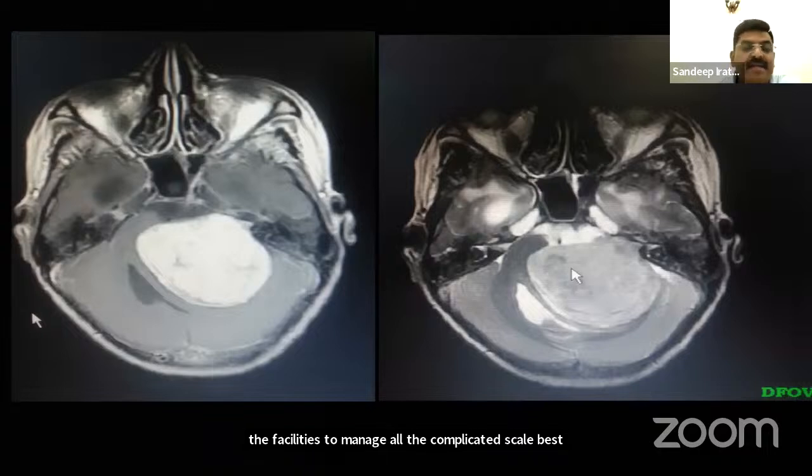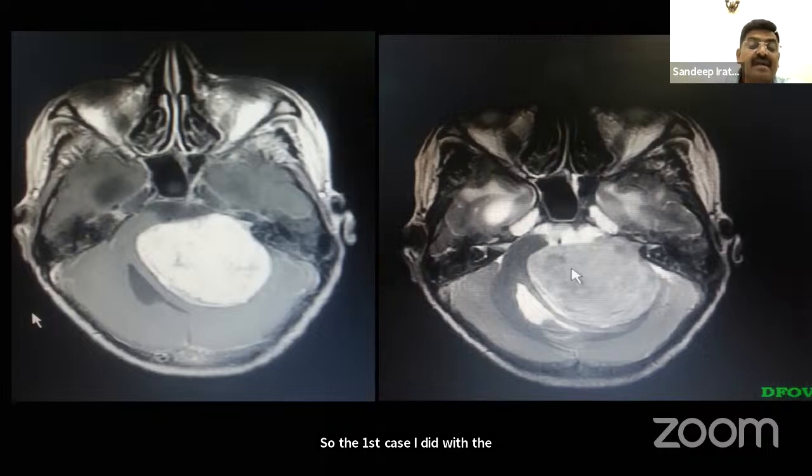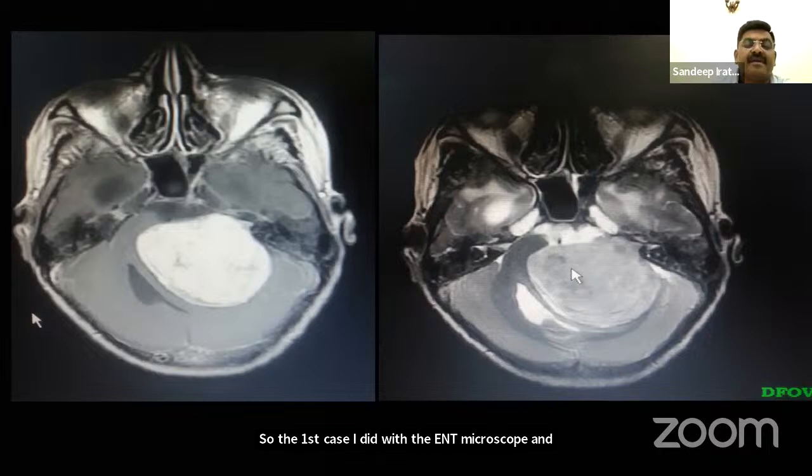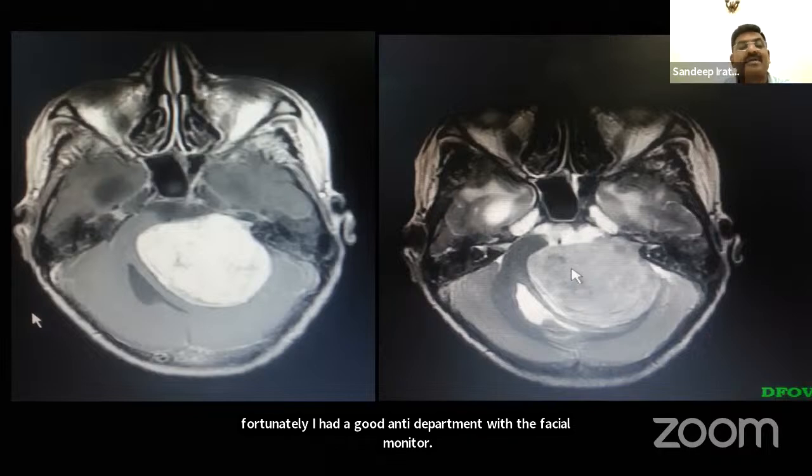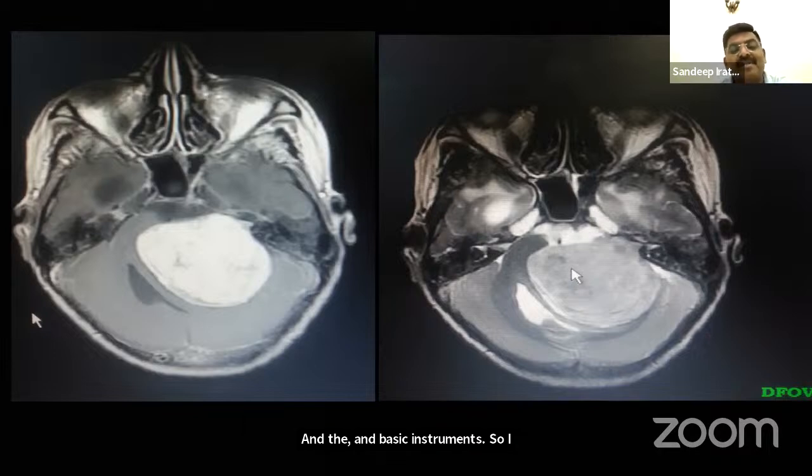But when I landed up in Wardha, at Datta Meghe Institute of Medical Sciences in 2012, I had patients with big tumors like this, but no such great facilities. The first case I did with an ENT microscope, and fortunately I had a good ENT department with a facial nerve monitor, a drill and basic instruments. I was scared to see such big tumors. How could I remove them with the limited instruments available?